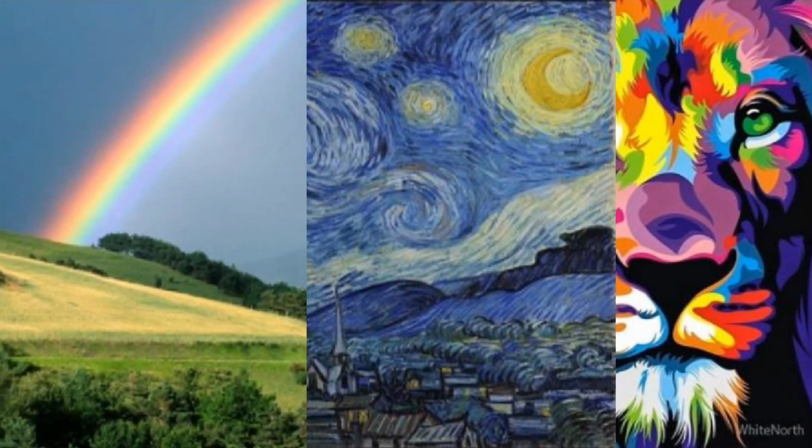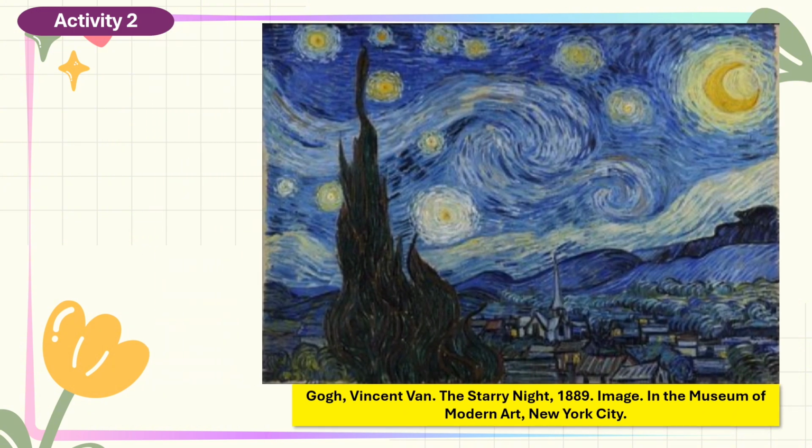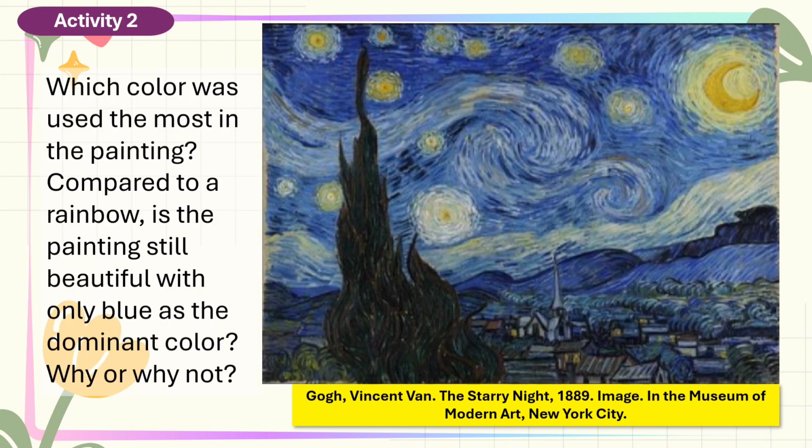Congratulations for describing that picture well. Alright, let's proceed to our next activity. Here is a masterpiece of Vincent van Gogh entitled The Starry Night in 1889. What do you see in this picture? Is that how you see the stars at night? Do you think it's a peaceful night? Which color was used the most in the painting? Compared to a rainbow, is the painting still beautiful with only blue as the dominant color? Why or why not?